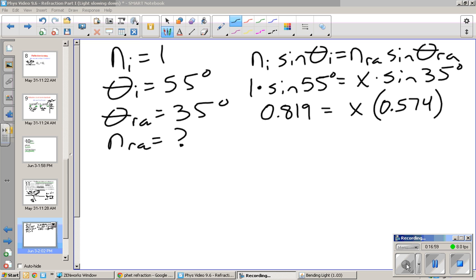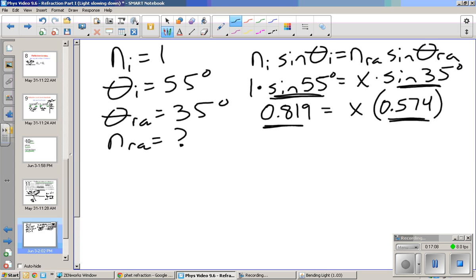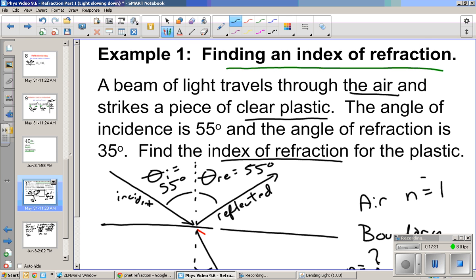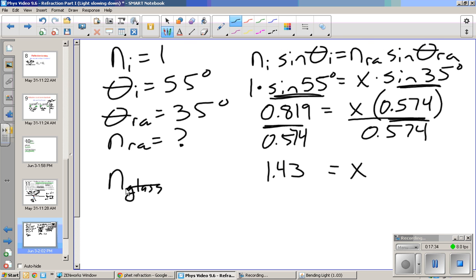All I did was type into my calculator sine of 55 to get 0.819 and sine of 35 to give 0.574. So now it's just algebra. Divide both sides by 0.574, and you get x equals 1.43. So that represents N for our, what were we looking at, glass? Plastic? I don't remember now what it was. I guess I should go back. Oh, it was plastic. N for plastic, this particular piece of plastic, is 1.43.